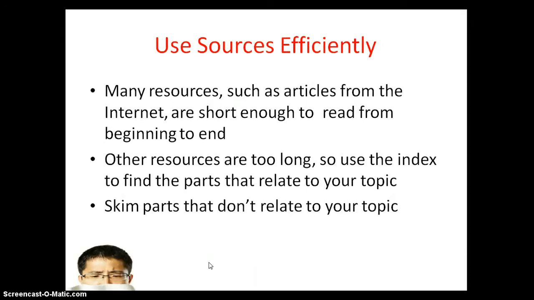And make sure you use your sources efficiently. Many resources, such as articles from the internet, are short enough to read from beginning to end, but other resources are too long. So use the index to find the parts that relate to your topic. If you are researching a specific industrial revolution invention, you're going to want to use the index of a large book to look for that specific invention, the spinning Jenny, for example. You want to find that in the index rather than reading the whole entire book about the Industrial Revolution. So feel free to skim parts that don't relate to your topic.